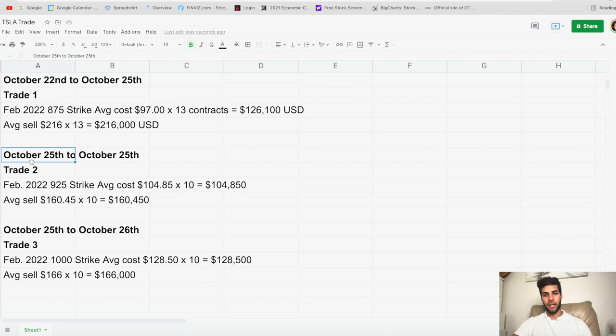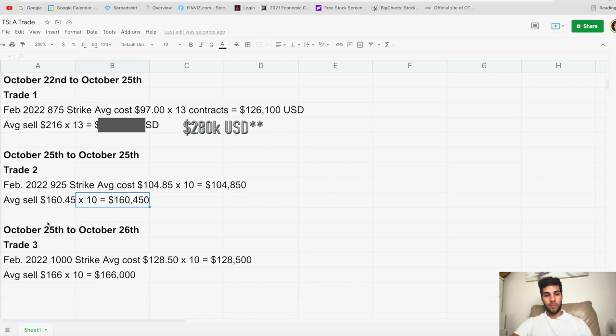Then I went in a different account, and on that Monday, I bought the February 2022 925 strike with an average cost base of 104.85 times 10 contracts, which was 104,850 US. And then I sold it the end of the day as Tesla skyrocketed like $100 for an average cost base of 160.45 times 10 contracts, which is 160,000 US. That was a day trade.